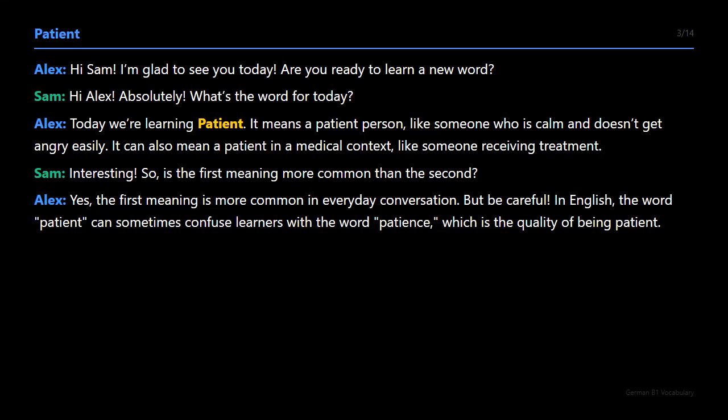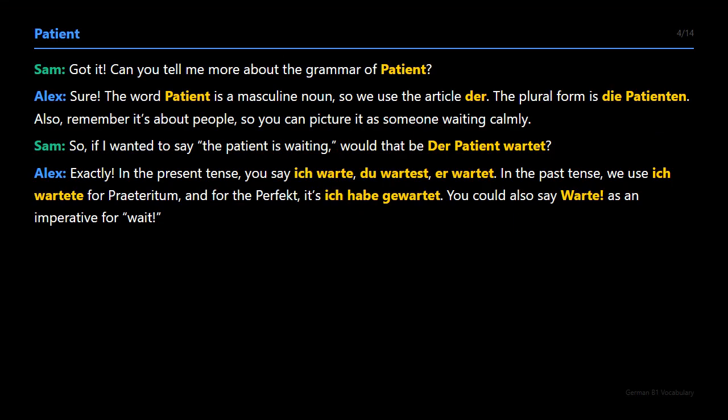Can you tell me more about the grammar of Patient? Sure. The word Patient is a masculine noun, so we use the article Der. The plural form is Die Patienten. Also, remember it's about people, so you can picture it as someone waiting calmly.